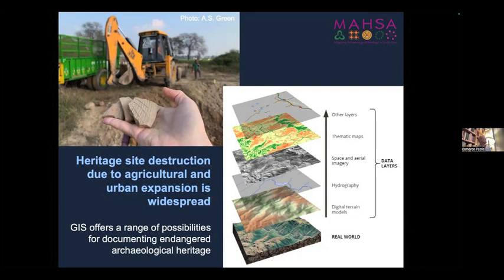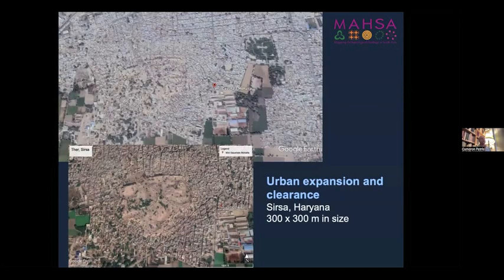So just as an example of the sorts of development processes that are taking place, what you can see here are two different images of an archaeological site in northern India. This is within the city of Sirsa in Haryana. The top image, I'll just go back again so you can see it, was what Sirsa looked like in the 2010s. And you can see an ancient mound is hidden under the urban sprawl, the growth of this city.